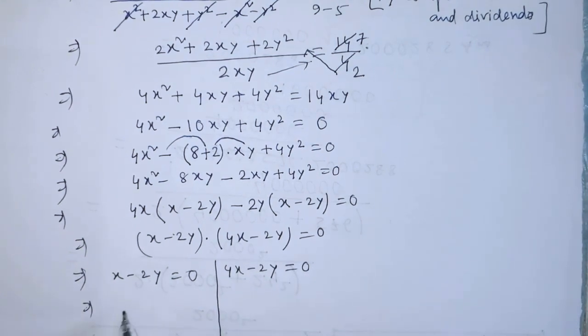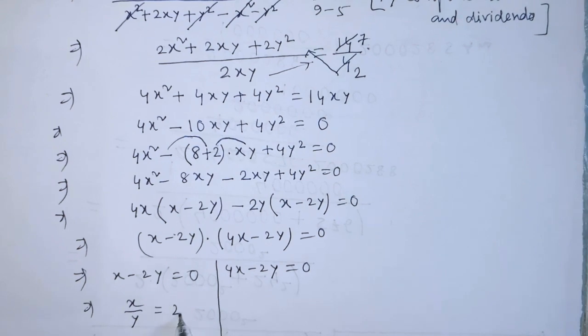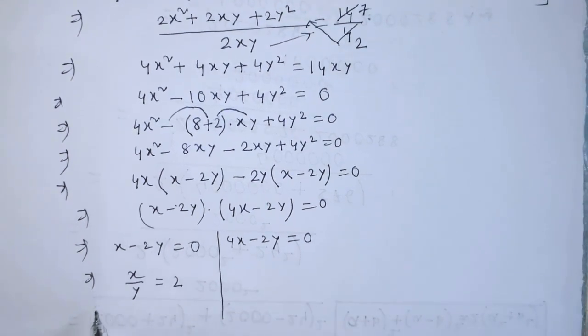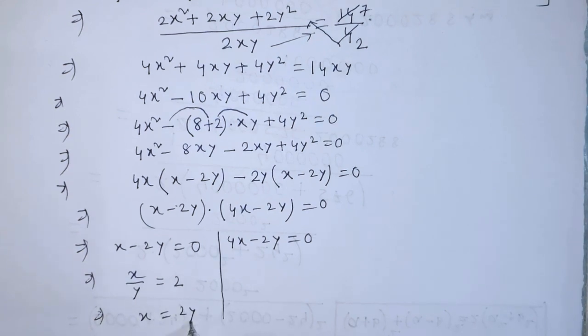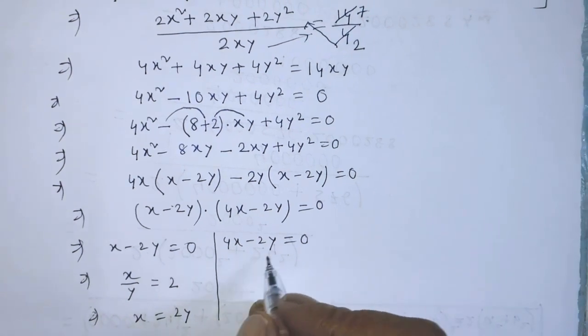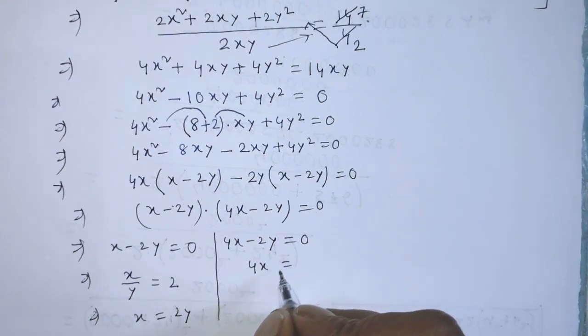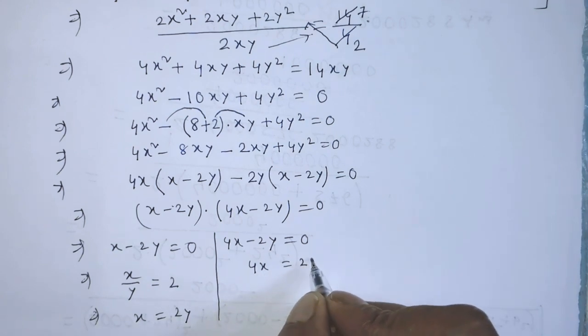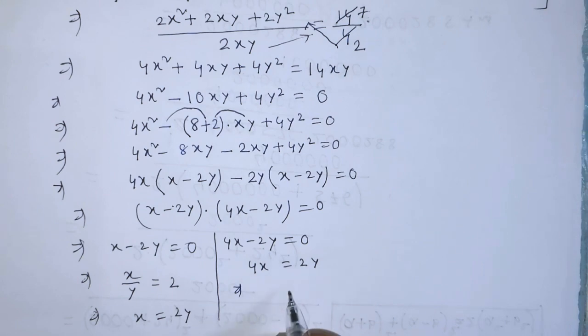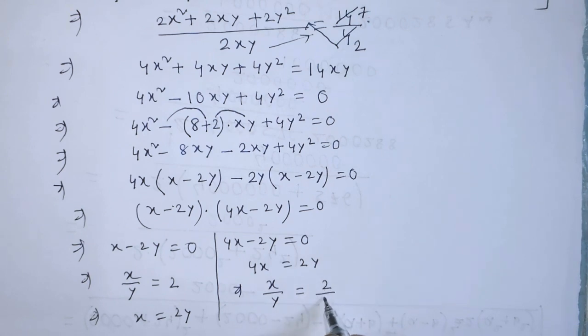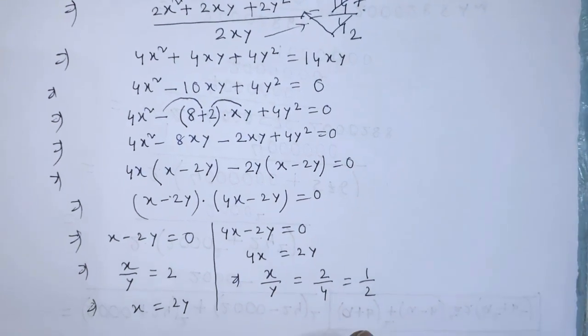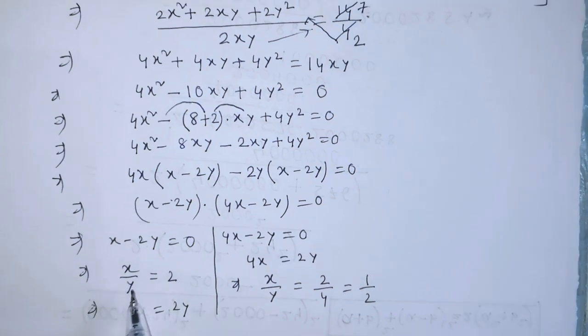So student, from first equation we can write in here x over y is equal to 2. So we can write from this equation x is equal to 2y. And from this equation we can write in here 4x is equal to 2y. And after that we can write from this equation x over y is equal to 2 over 4, that is 1 over 2. That means x over y has two values, 2 and 1 over 2.